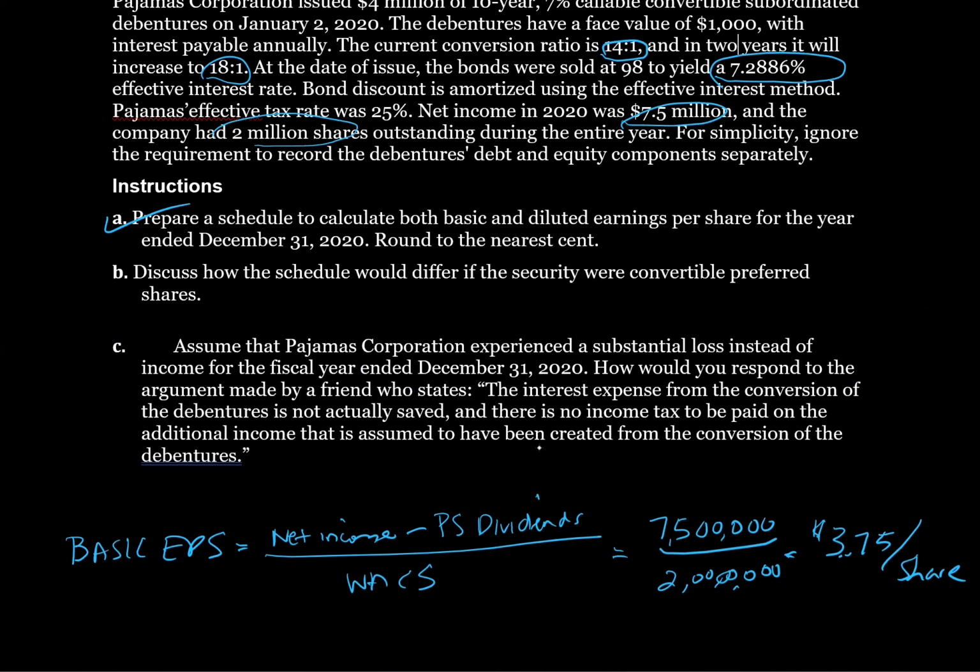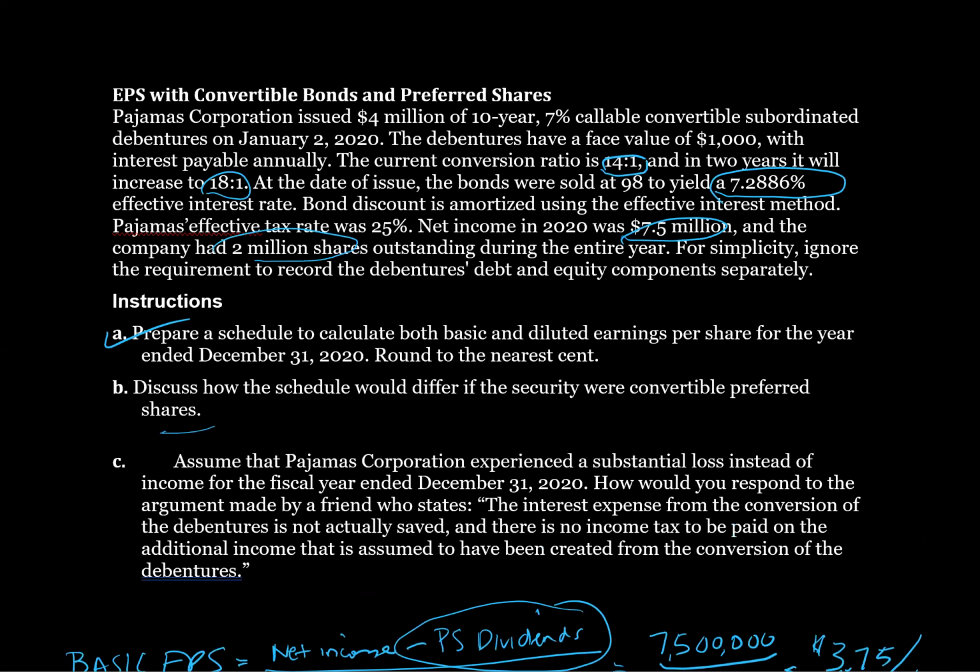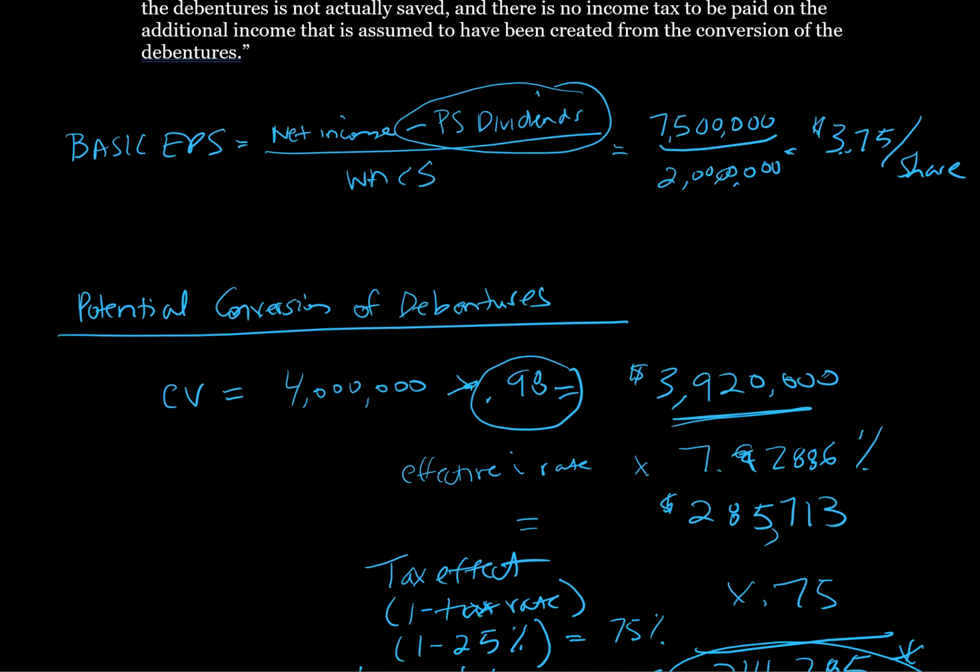Now it says, discuss how the schedule would differ if the security were a convertible preferred share. If the convertible security were preferred shares, our basic EPS would have to deduct the preferred share dividend entitlement because it's cumulative. Even if it wasn't declared, if it was cumulative, we would have taken it off here. So we would have had a lower basic EPS. And then we would need to really test and make sure that the impact of the dilution of the debenture was dilutive. Again, just making sure that our diluted earnings per share is always lower than our basic earnings per share.